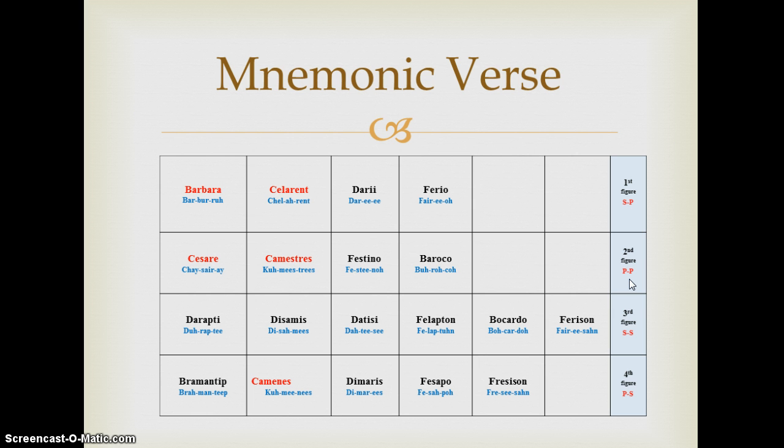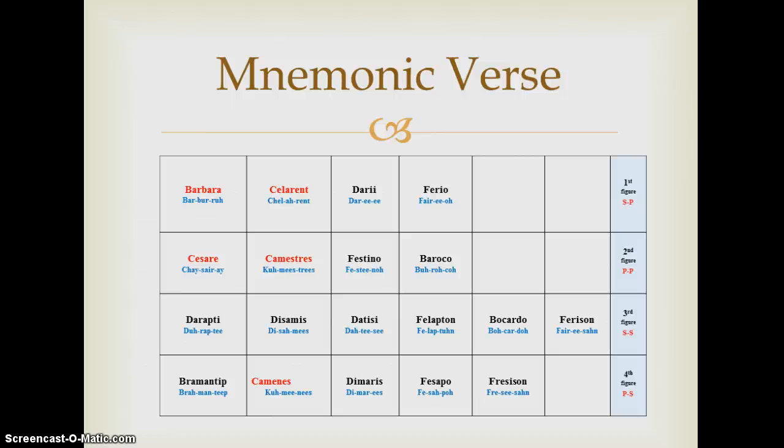the middle term will be the predicate of the major premise and the predicate of the minor premise. And we pronounce these Cesare, Camestres, Festino, Baroco. In the third figure, the middle term will be the subject of the major premise, the subject of the minor premise. These are pronounced Darapti, Disamis, Datisi, Felapton, Bocardo, Ferison.